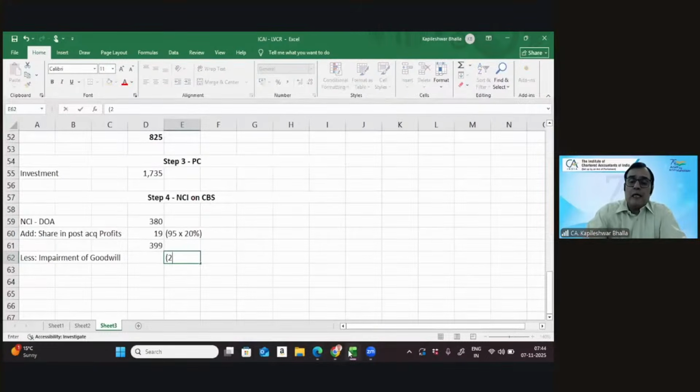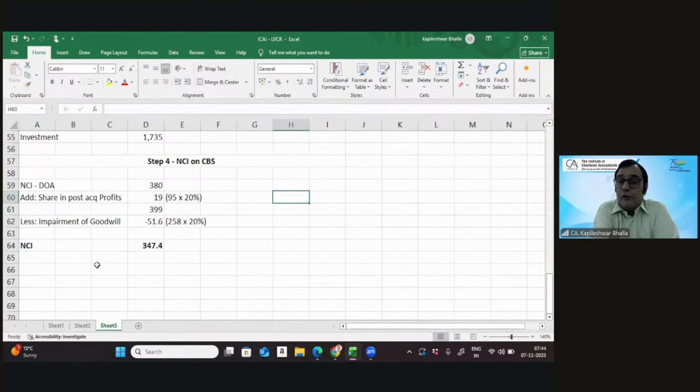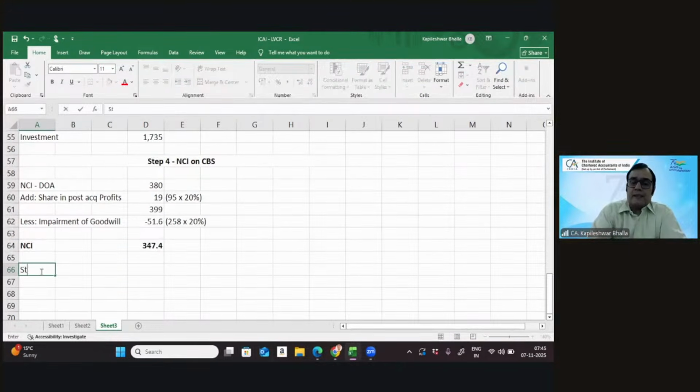So what do we need to do? Out of this 258, we take a 20% hit, so we can reduce the amount of impairment. 20% works out at 51.6. Okay, so with these inputs, we get the amount of NCI, that is 347. So this gives me the NCI on the date of the consolidated balance sheet. Wonderful. Now we go to the next step, and that is the step number 5, which is going to be the calculation of goodwill.